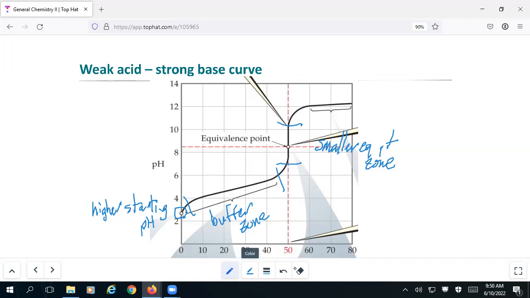Another thing that we'll notice, we've got a smaller equivalence point zone here. It's narrower because we're seeing greater changes in the pH leading up to it. And this pH is going to be greater than 7. It is going to be basic because of the reactivity of that substance to water. That conjugate base is going to react with water. It is going to produce hydroxide.